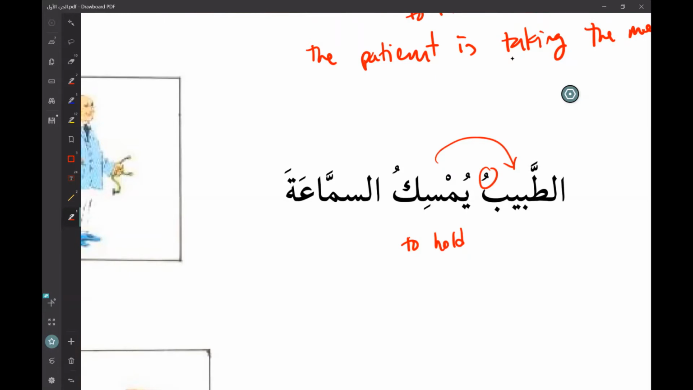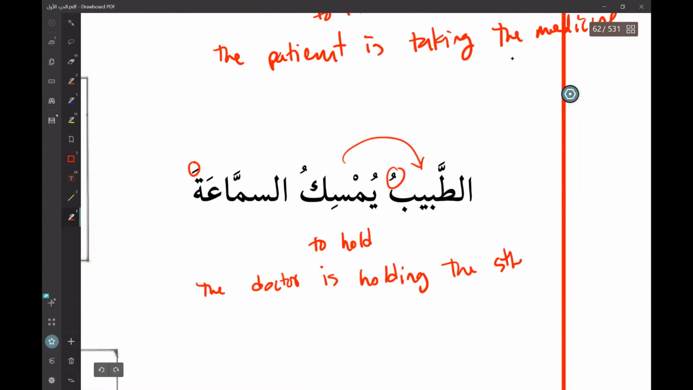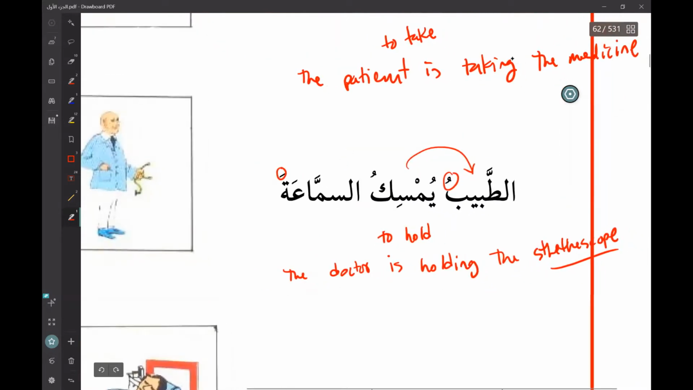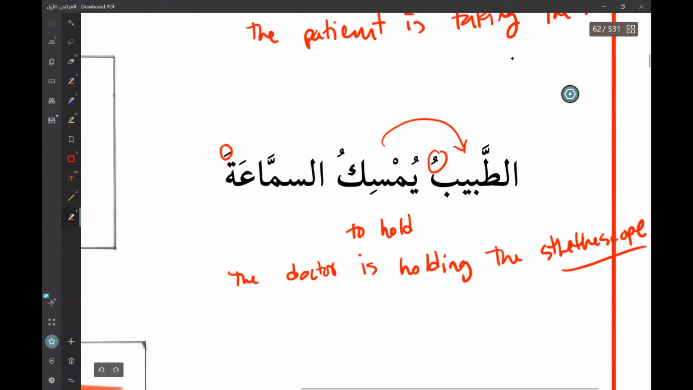And he's holding what? We're looking for the object. So the object of the verb gets a fatha. He's holding as-samma. Okay, that's stethoscope. So we can translate: the doctor is holding the stethoscope. I have no idea how to spell this. You can find the spelling. So okay, that's what it means.